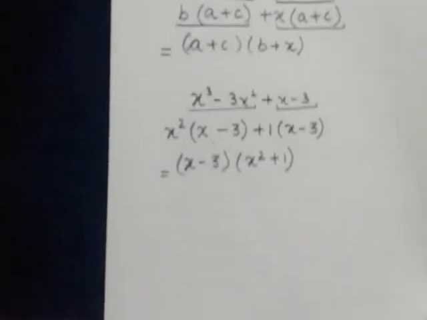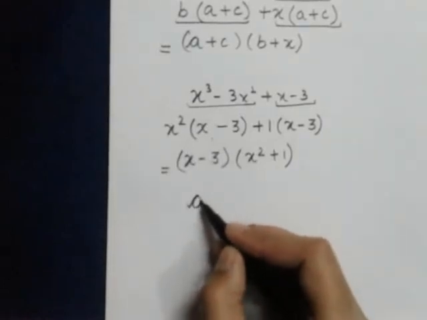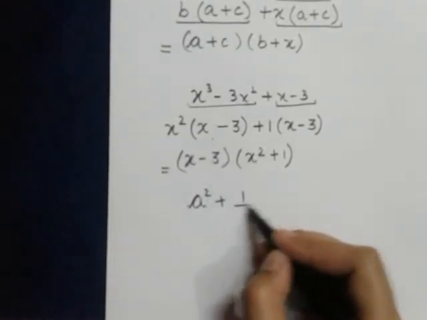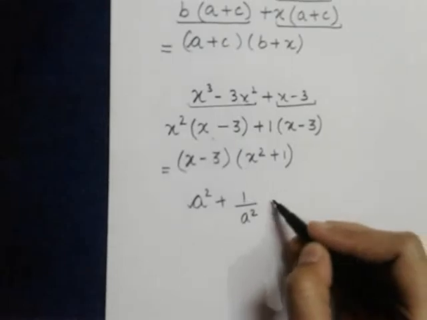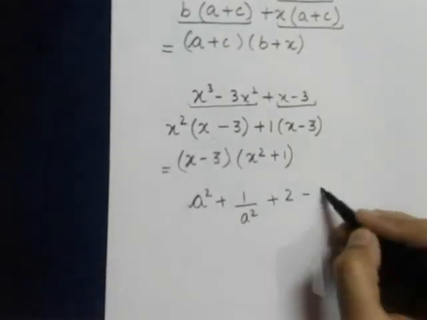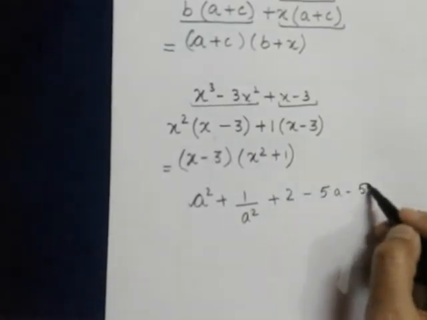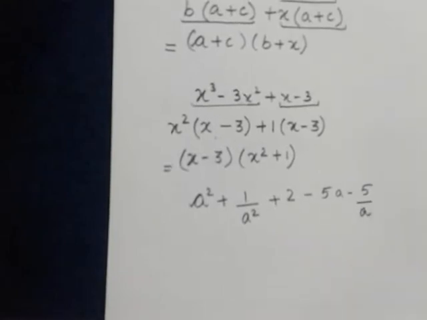Let us consider one more example. The question says: a square plus 1 upon a square plus 2 minus 5a minus 5 upon a.